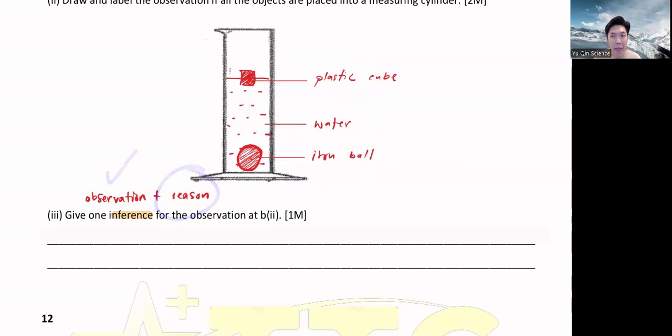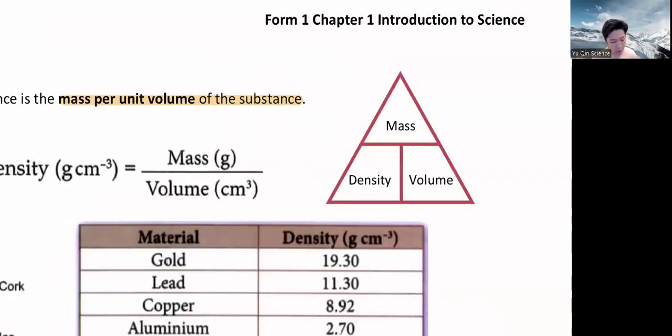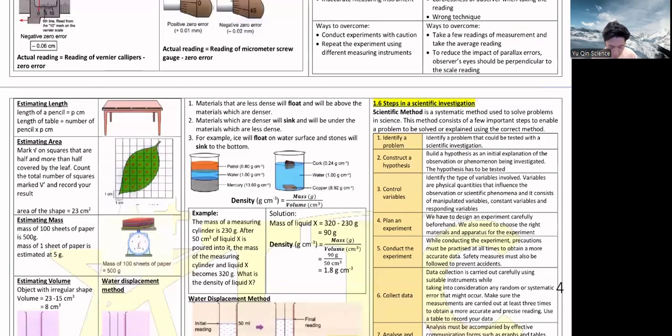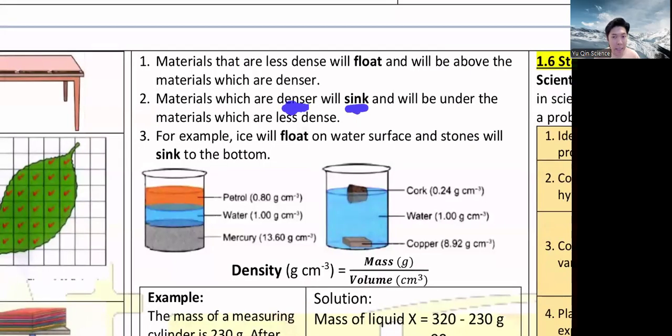But you need to write why. Why does the iron ball sink? You need to bring in your theory. Sink always comes with the word denser. You all need to get these keywords correct. Something sinks because it is denser than the water. Something floats because it is less dense than the water. You all get it? So that's the reason for it.